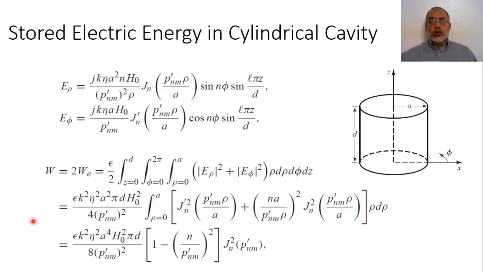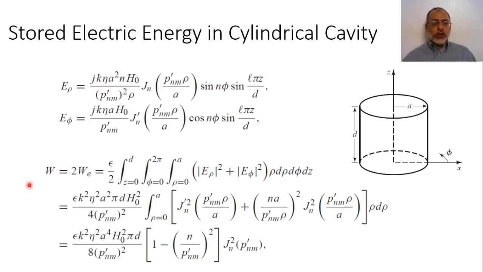Now, to calculate the quality factor, as I mentioned at the beginning, we have to calculate the stored energy. And at the resonance, the stored electric energy equals the stored magnetic energy. So we can calculate either the stored electric energy or the stored magnetic energy. Okay? The stored electric energy is epsilon over 4 times the integration over the volume of the magnitude of E squared dV.